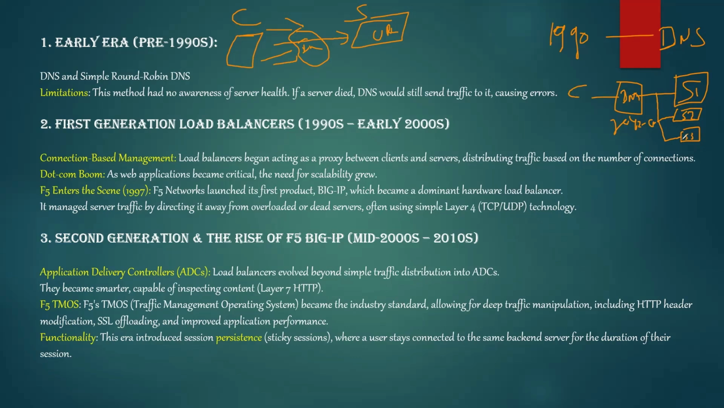and to load balance the traffic between those three servers, we use DNS. The traffic shifts according to the round robin method. The first request goes to S1, the second goes to S2, then S3. Likewise, it comes again to S1, S2, S3. So the traffic is hitting the servers in round robin fashion.